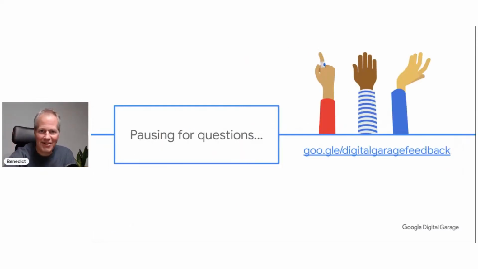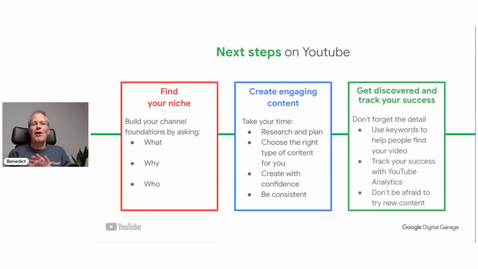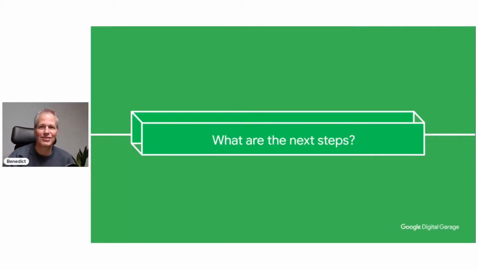Pausing for questions, and there are none, but let me quickly go over the next steps on YouTube. Find your niche and build your channel foundations by asking what, particularly why, and who. Create engaging content: research and plan, choose the right type of content for you, create with confidence, and be consistent. Get discovered and track your success: use keywords to help people find your video, track your success with YouTube Analytics, and don't be afraid to try new content. I had to rush a little bit on the third part.